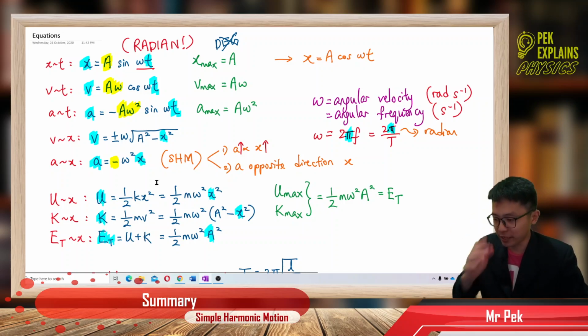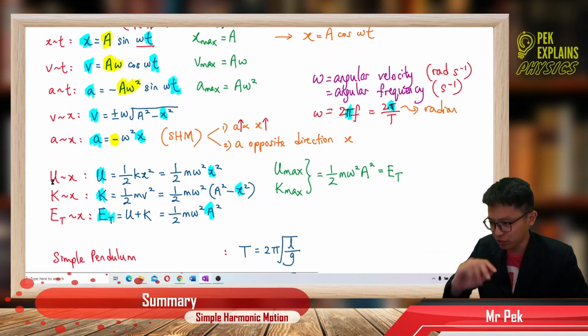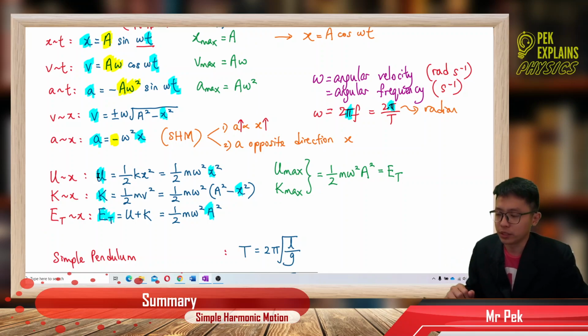So after that, we talk about the energy. We have potential energy versus displacement, kinetic energy versus displacement, and we also have the total energy versus displacement. U equals half kx squared. This is the potential energy stored in the spring, which is also half m omega squared x squared. The higher the x, the higher the U.